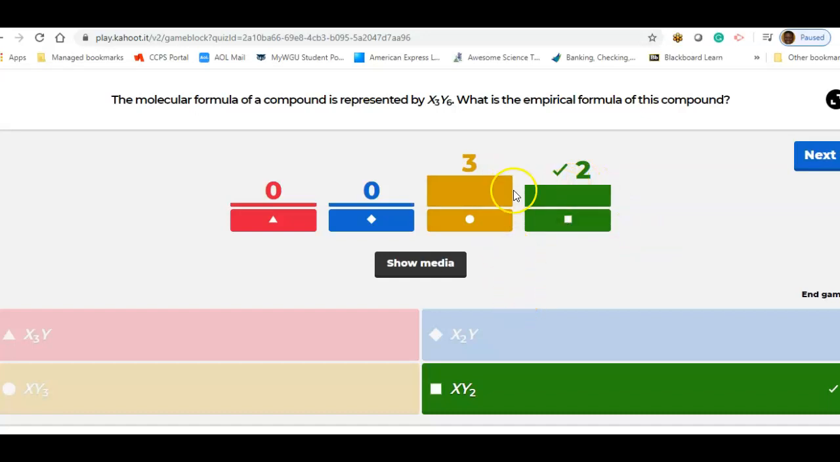This is just a simple proportion. X3, Y6. To get your empirical formula, you just have to reduce this to the lowest term, which is 1 to 2. So that will make X is 1, Y is 2. Just reduce 3 to 6 to 1 to 2. It's so simple.